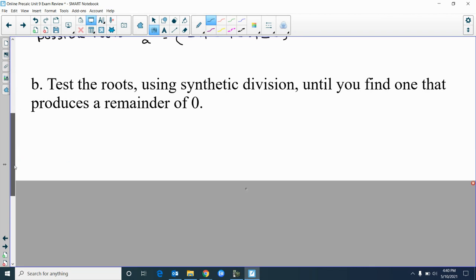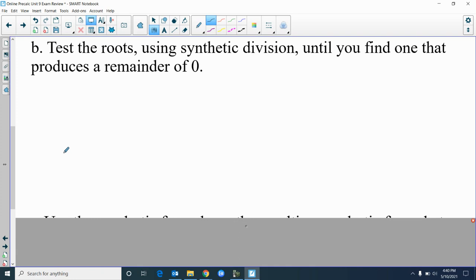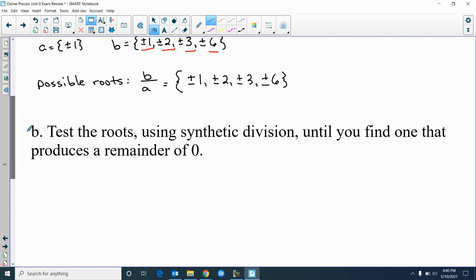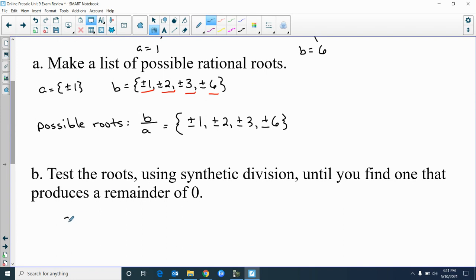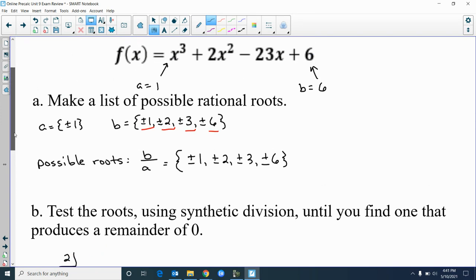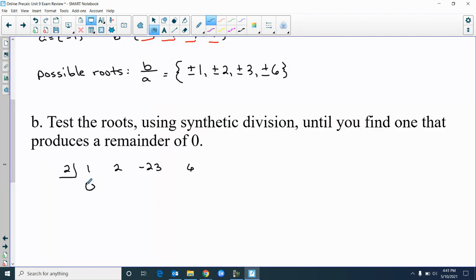Now here it says test the roots using synthetic division until you find one that produces a remainder of 0. So what you can do is let's take 2, and I'm going to test that by using synthetic division, which is 1, 2, negative 23, and 6. And I use synthetic division to see if I get a 0 at the end.